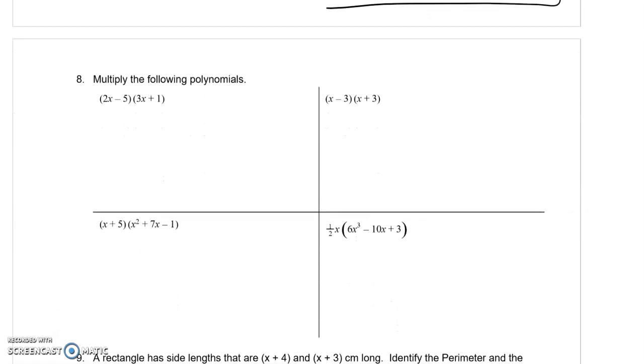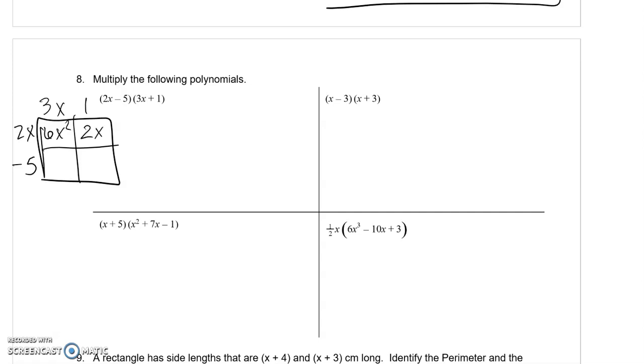Multiplying polynomials, you might not have to do it this way, but I'm going to use some boxes to help me organize. Again, you might not need it, but sometimes it is quite helpful. So we're going to multiply row and column. 2x times 3x is 6x squared. 2x times 1 is 2x. 3x times negative 5 is negative 15x. Negative 5 times 1 is negative 5.